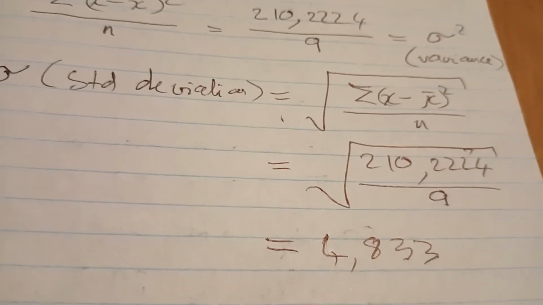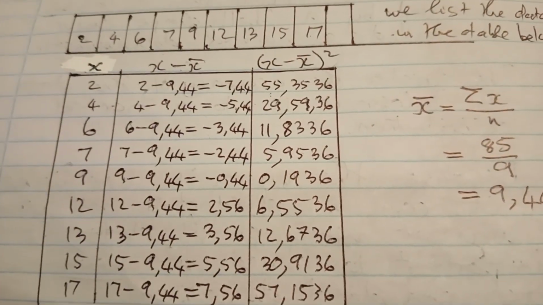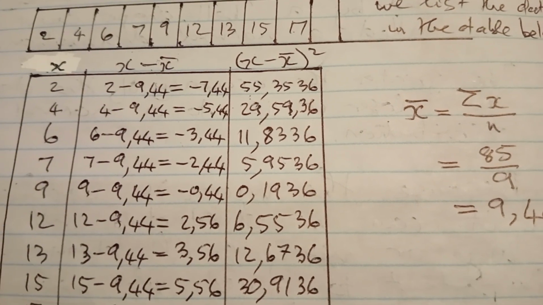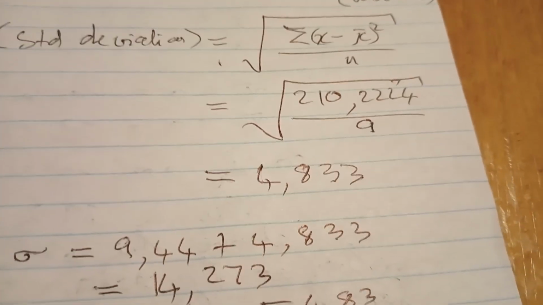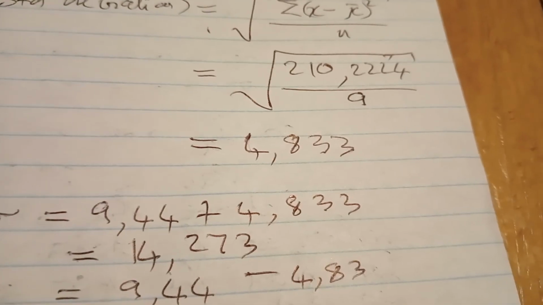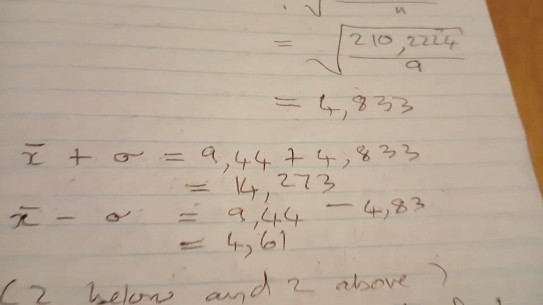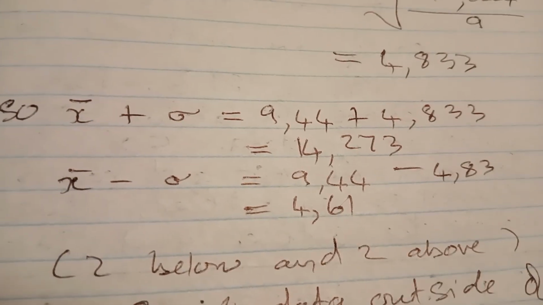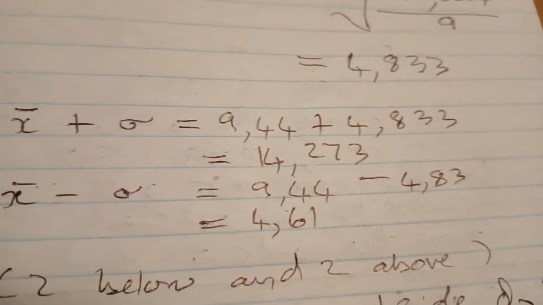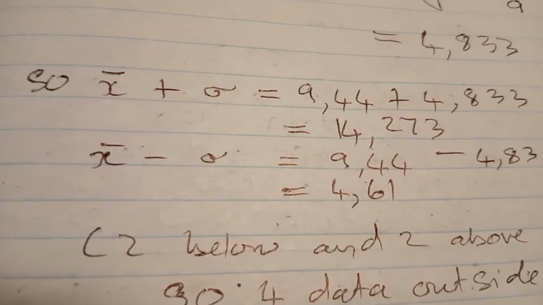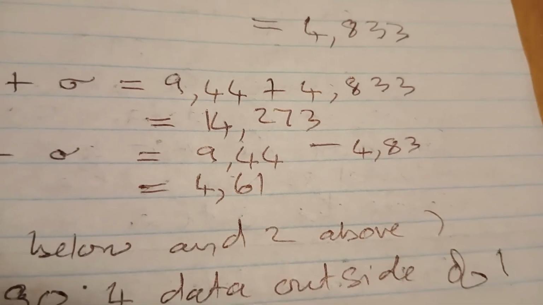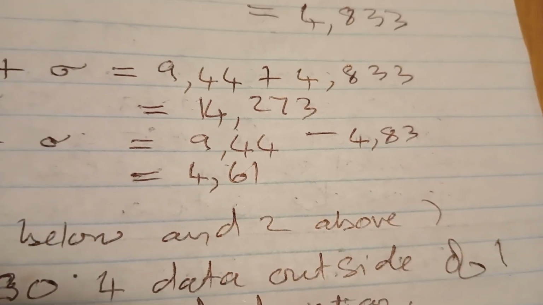So that shows you that if you take the sum of the squares of the distance between the points and the mean, divide it by the number of data and find the square root of it, that is your standard deviation from the mean. So now we can say the mean plus 1 standard deviation gives us 14.273. The mean subtract 1 standard deviation, that's 9.44 minus 4.83, we get 4.61.